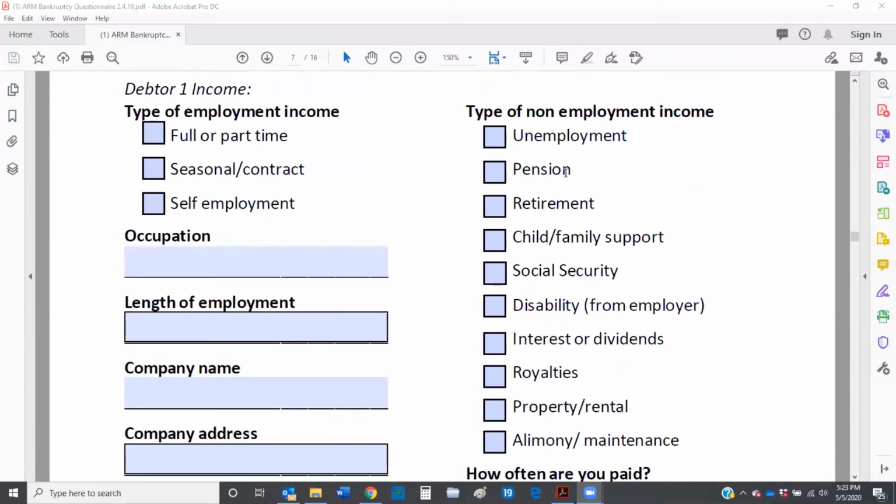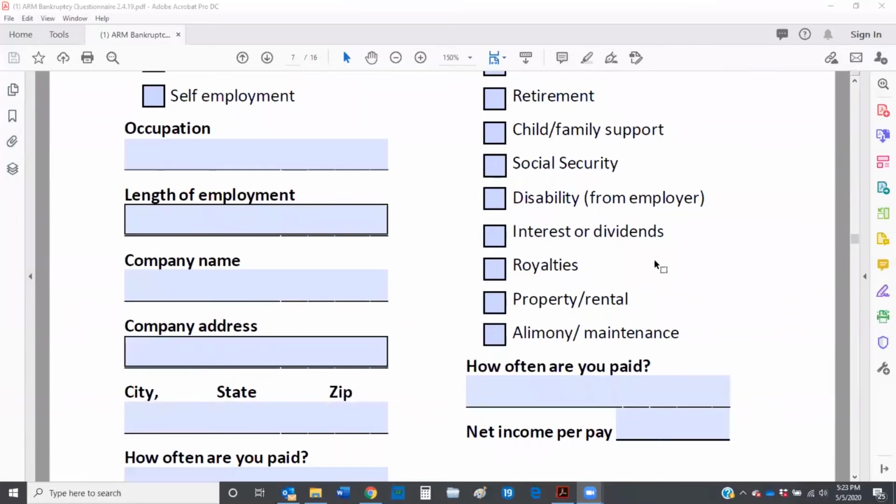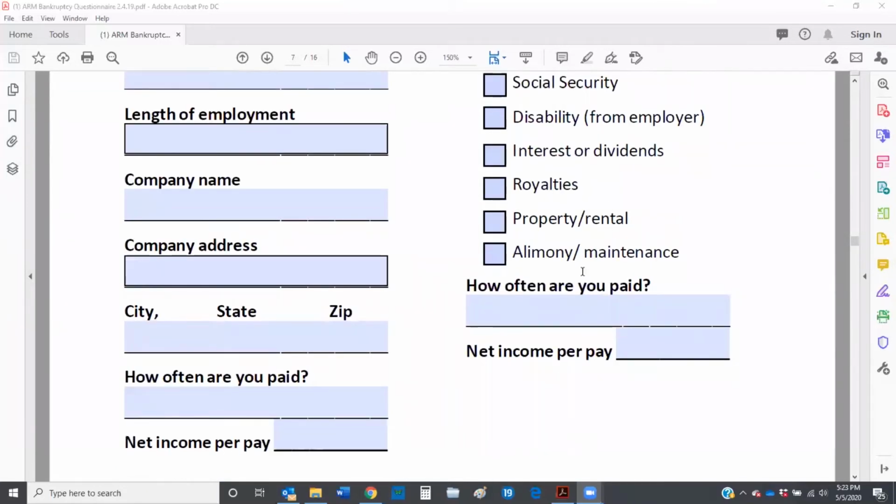You're also going to list any non-employment income: unemployment, retirement, Social Security. You'll check that box and then indicate again how often you are paid, monthly, weekly, as well as how much you get per payment.